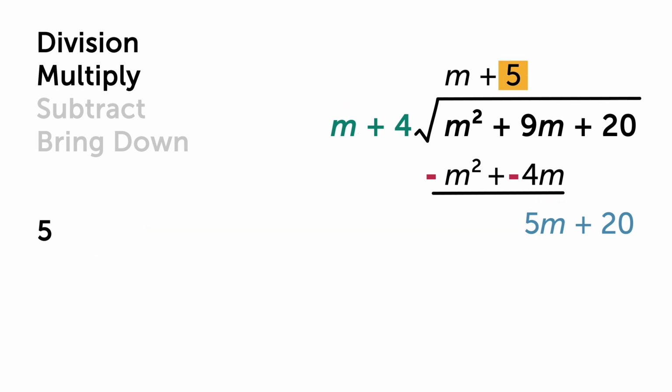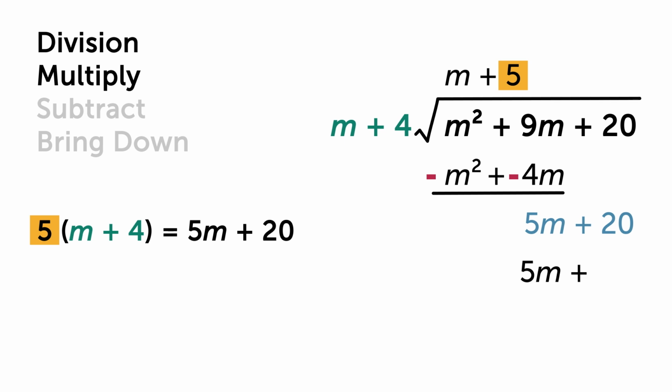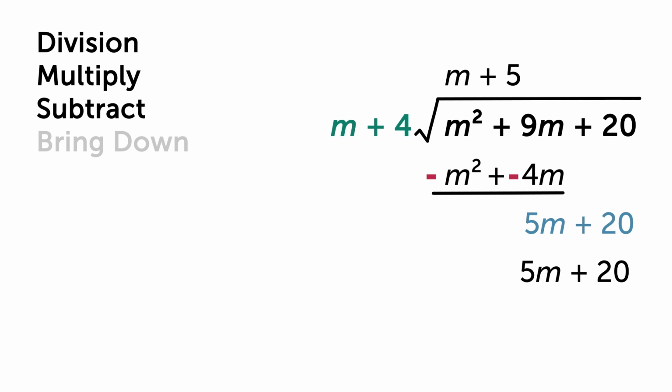Now multiply this term times each member of the divisor. The positive 5 from the quotient is distributed to each member in the divisor, m plus 4. In this problem, it yields the expression of 5m plus 20. This multiplied expression or product is placed under the terms of the dividend. Next, this multiplied expression is subtracted from the dividend.